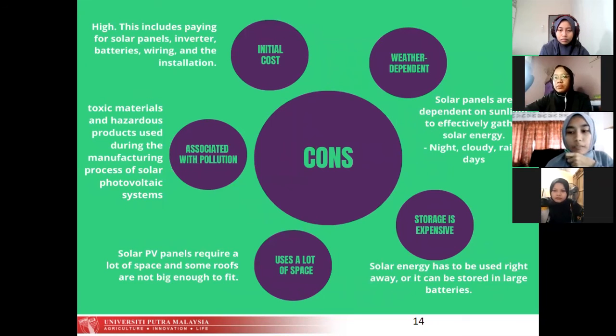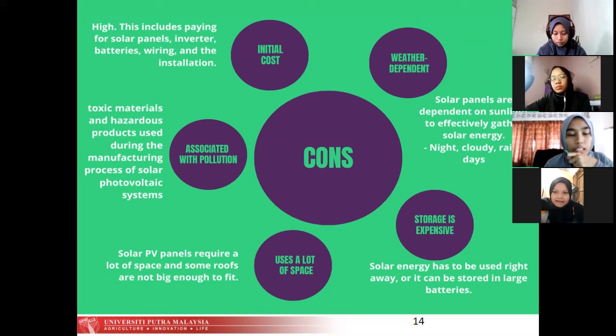For the cons part, the first one is the cost. The initial cost of purchasing a solar system is fairly high. This includes paying for solar panels, inverter, batteries, wiring, and the installation.